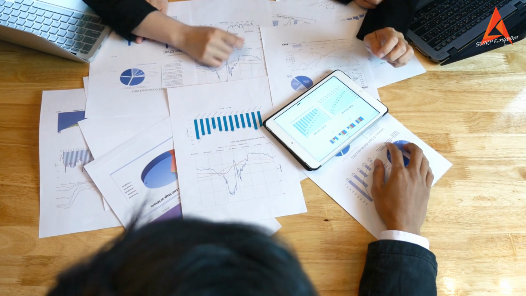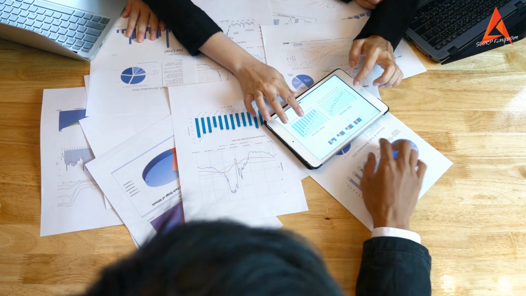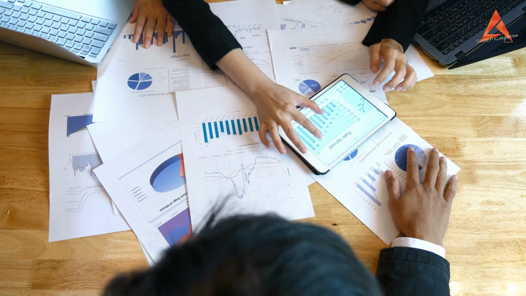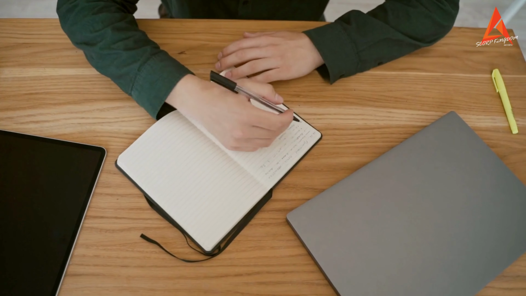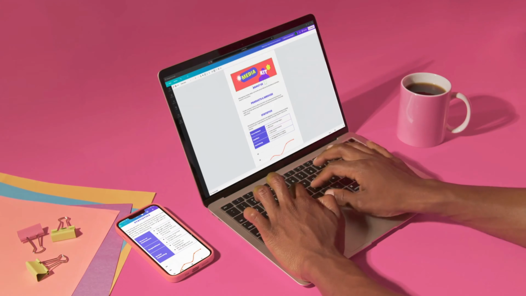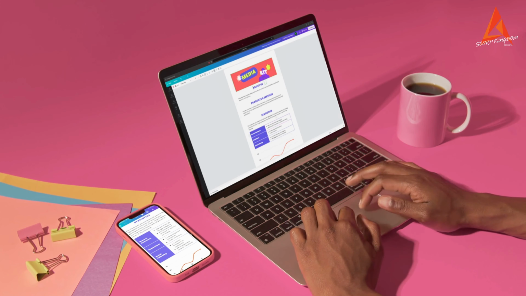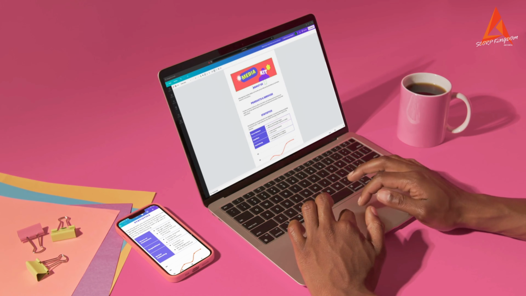Creating wireframes is a collaborative effort that involves several key stakeholders, including product managers, designers, developers, and subject matter experts. Here's a step-by-step guide on how to create effective wireframes.